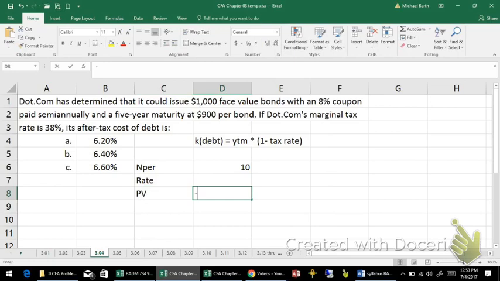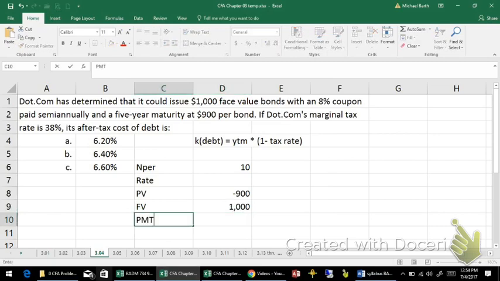The present value, you'd have to give up $900 in order to receive $1,000 5 years from now, plus 10 payments of $40 each. And they're $40 each because it's an 8% coupon times 1,000. That's $80 a year. Paid semi-annually means 2 installments. Twice a year. So the $80 of interest they actually pay is in 2 payments of $40. That's per year.